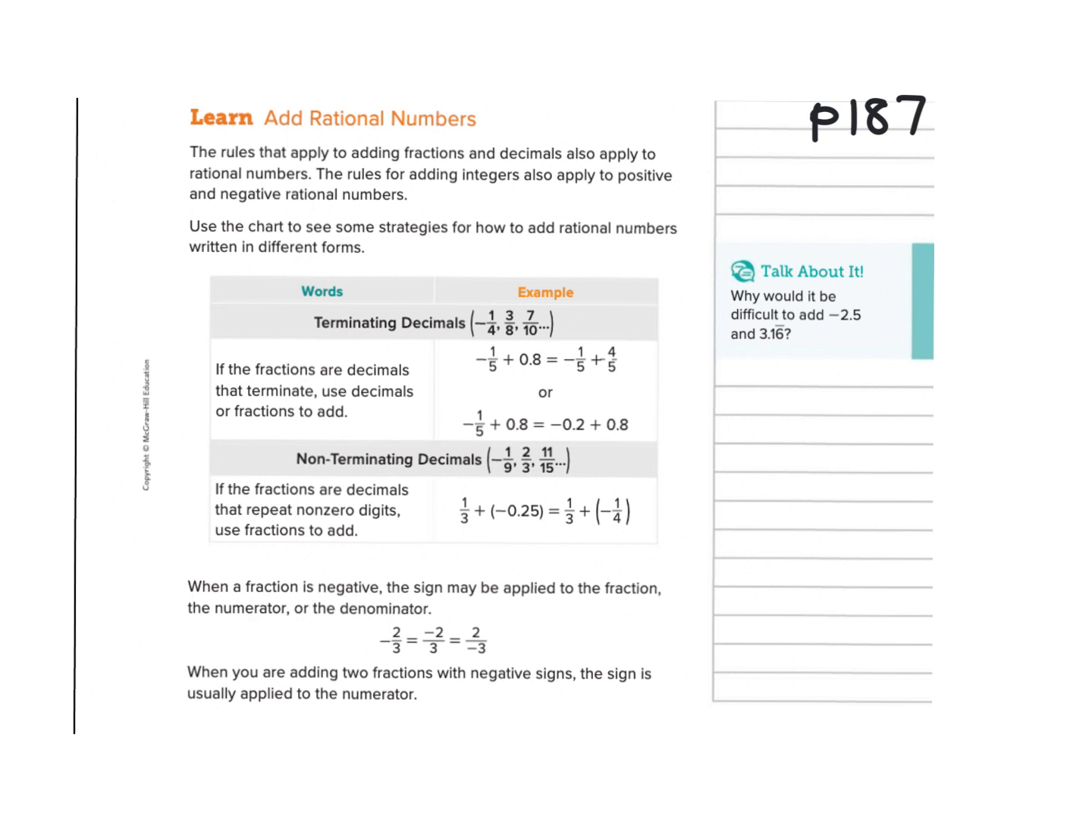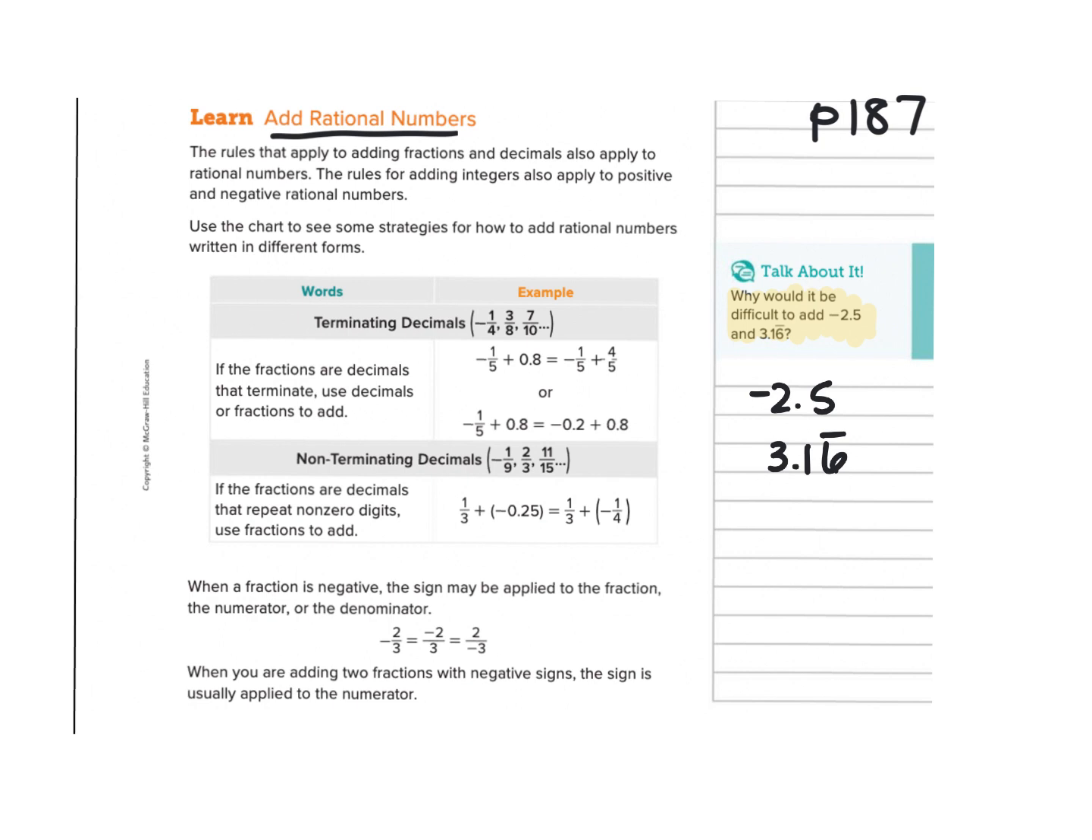All right, so the next part of our lesson, we are going to actually be adding rational numbers. So we're going to try to figure out if I have a mixture of decimals and fractions, how can I add those? That's what we're going to learn how to do today. I'll give you some clues to help you figure out what to do. First thing, if you look over at the talk about it, why would it be difficult for someone to add negative 2.5 and 3.16 with the 6 repeating? Just think about that to yourself for a little bit.